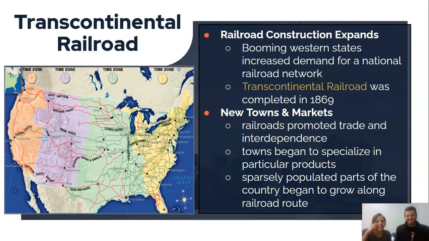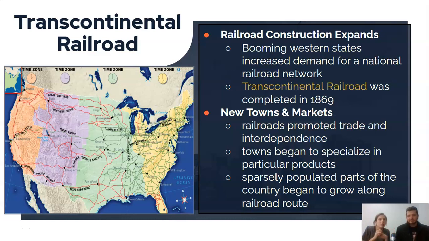Moving on. New towns and markets. Railroads do open up trade as well because now you have a way to get a whole bunch of products across the country. And as things are moving across the country, you're going to see little tiny towns open up along the way because now you can drop things off and pick things up, and it's just easier to move things. Because it's easier to move big quantities of things, we see towns specializing in specific things.